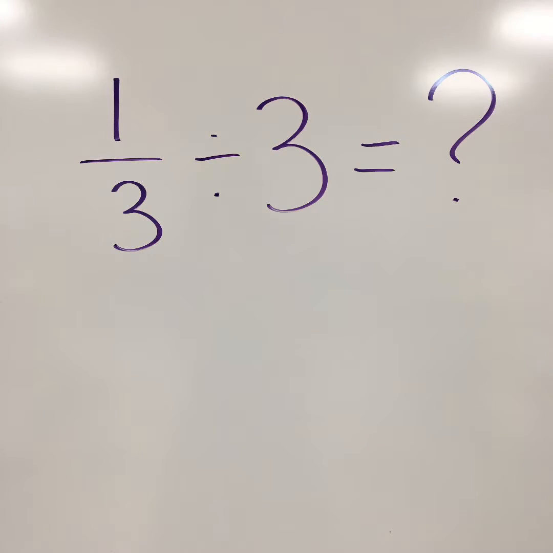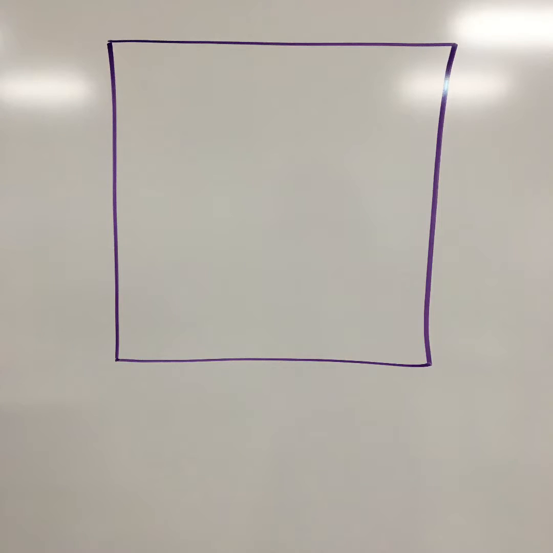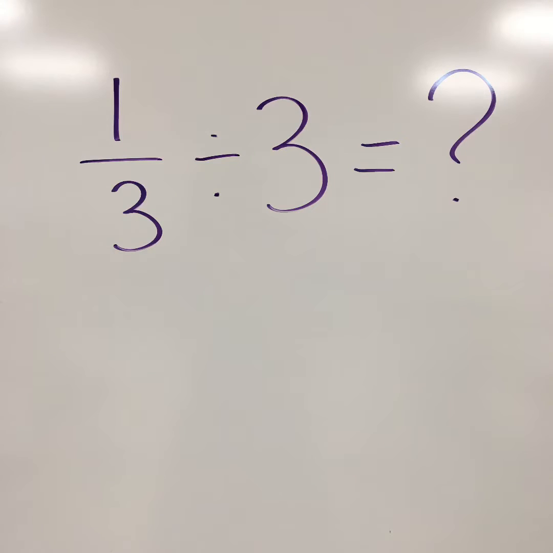So let me show you your problem. Okay, you're gonna be dividing 1/3 by 3. So if you can record in your math journal, 1/3 divided by 3. Next, what I want you to do is draw a square inside your journal, near or next to your equation.